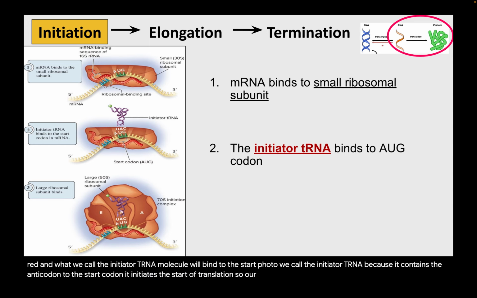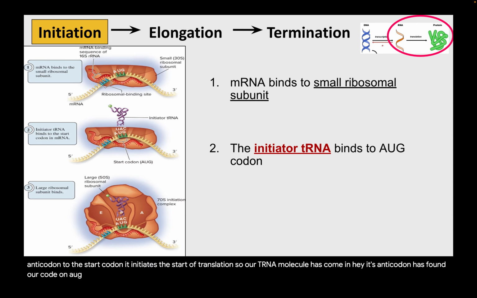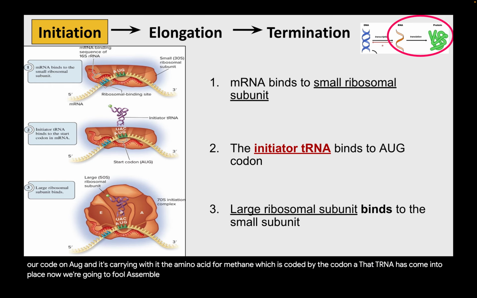So our tRNA molecule has come in, and its anticodon has found our codon AUG, and it's carrying with it the amino acid methionine, which is coded by the codon AUG. Once that tRNA has come into place, now we're going to fully assemble our ribosome by bringing in our large ribosomal subunit. That will encapsulate the tRNA that was bound.